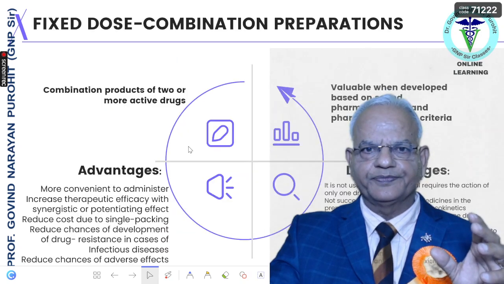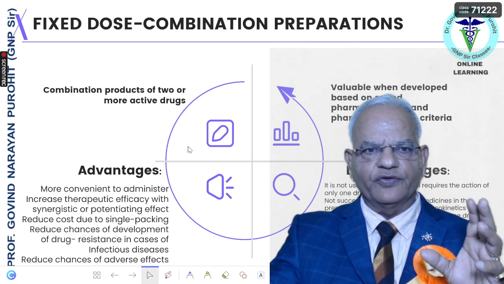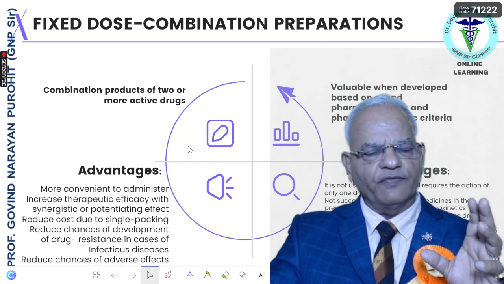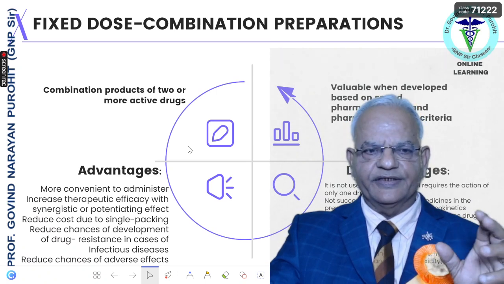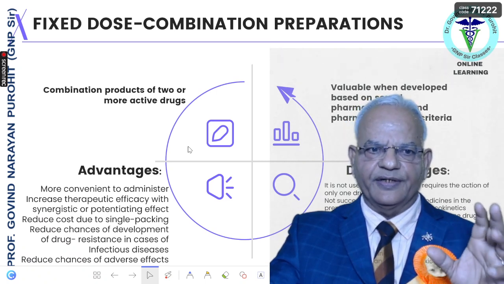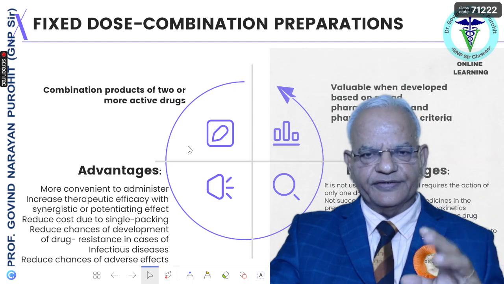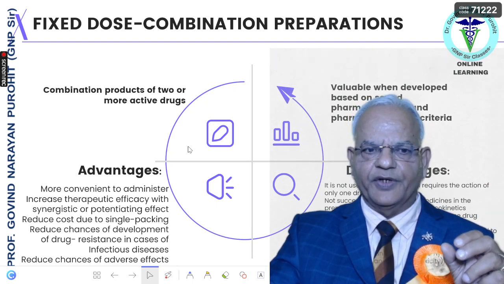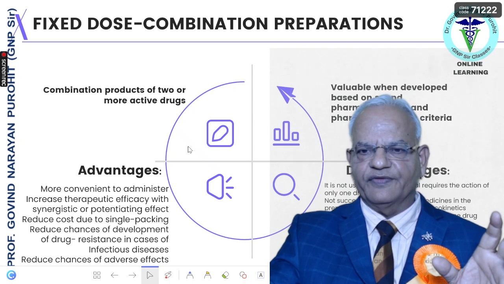Right? Then fixed dose combination preparations: combination products of two or more active drugs. They are valuable when developed based on sound pharmacokinetic and pharmacodynamic criteria. The advantages are it is more convenient to administer, increased therapeutic efficacy by the synergistic action of two simultaneous drugs, reduces chance of development of drug resistance, and reduces chances of adverse effects.